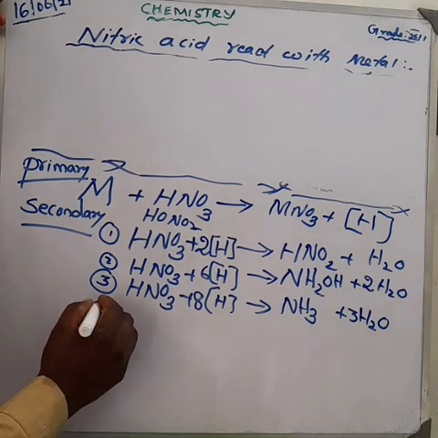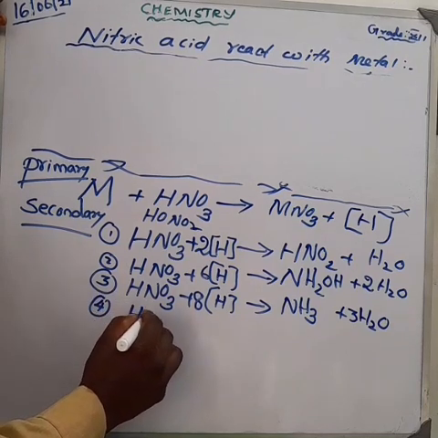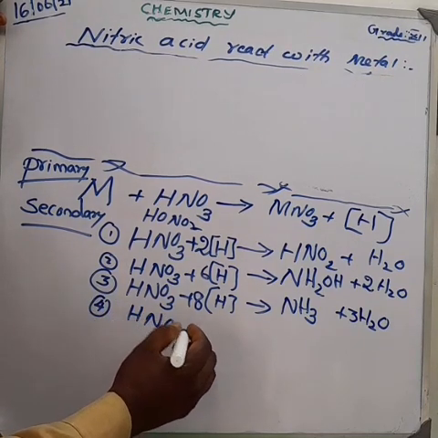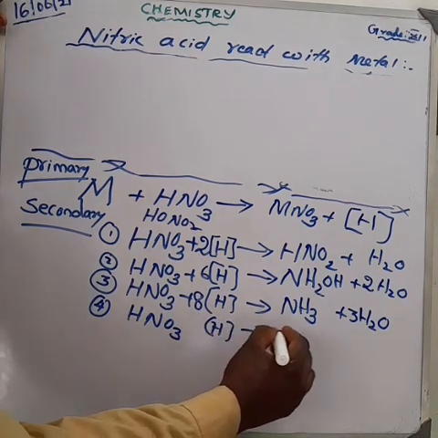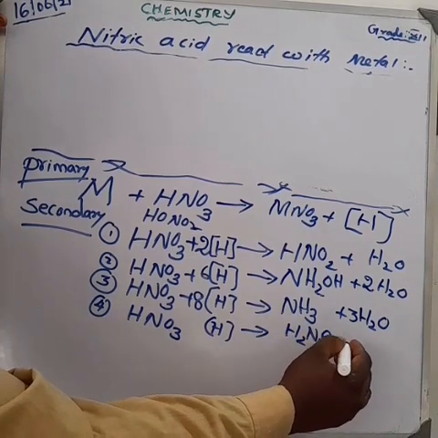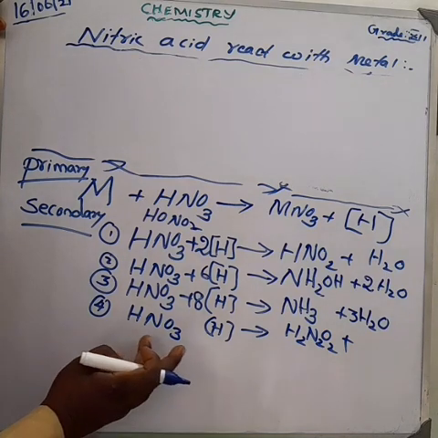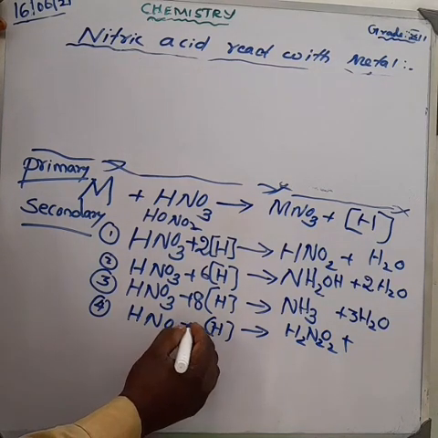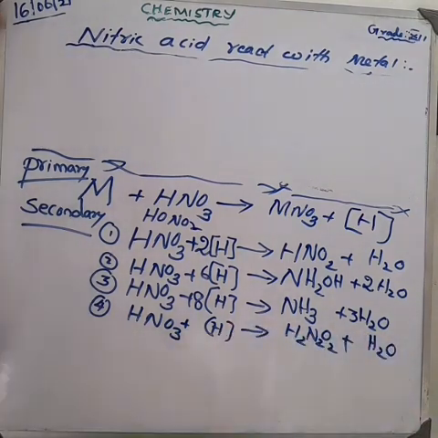Nitrous acid, HNO2, reacts again with nascent hydrogen. We get hyponitrous acid. Don't forget that. What is the formula? H2N2O2 plus. We know that hydrogen combines with oxygen. We get what is the product? Water molecules. So we get water molecules.